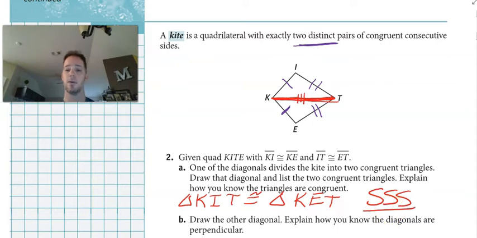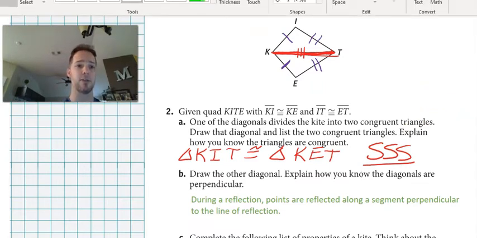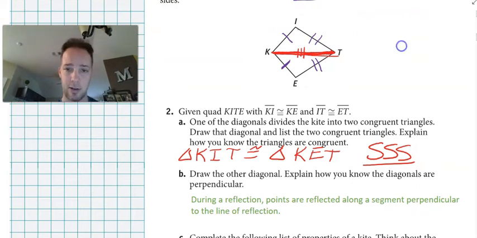All right. For the next part of this one, it says draw the other diagonal. Explain how we know the diagonals are perpendicular, or that this diagonal is perpendicular. So if I draw the other diagonal here, how do I know that this diagonal is perpendicular to the red one, other than just saying that it looks like it is?